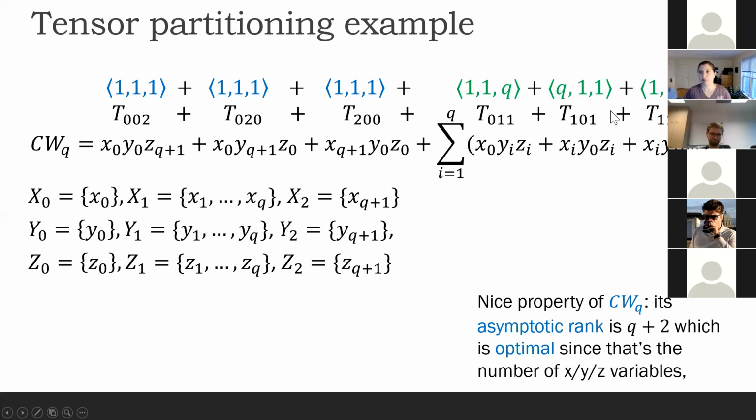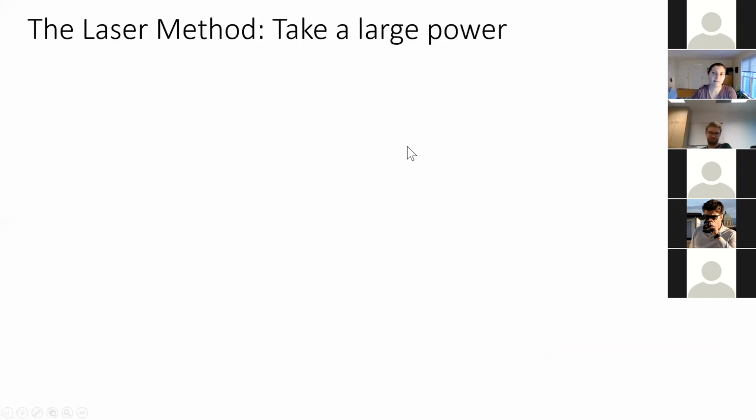So all of these are matrix multiplication tensors, and it's a sum. Okay, and these are actually non-trivial. They're not scalars. All right. Good. So this is like a scalar times a vector. This is a vector times a scalar, and this is an inner product. Okay, so now that we have that, the laser method, what does it do?